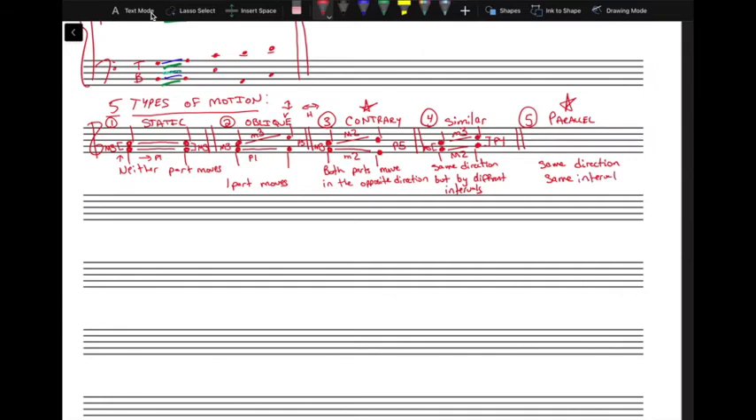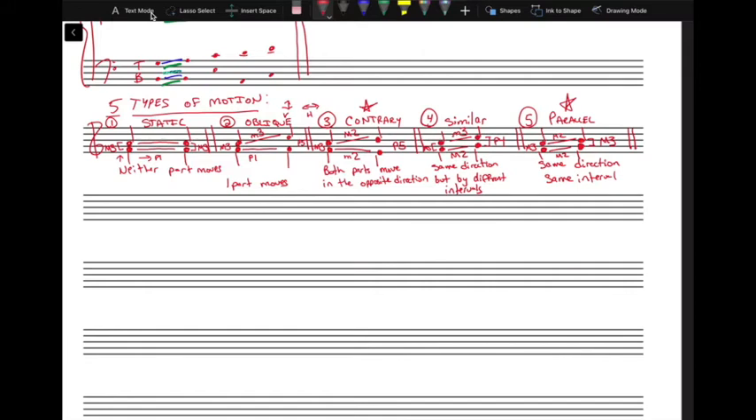Where similar was moving by a different interval in the same direction. So here's F, here's A. They have a major third. The A is going to go to B, the F is going to go to G. So that's moving a major second, that's moving a major second, and they stay on a major third.